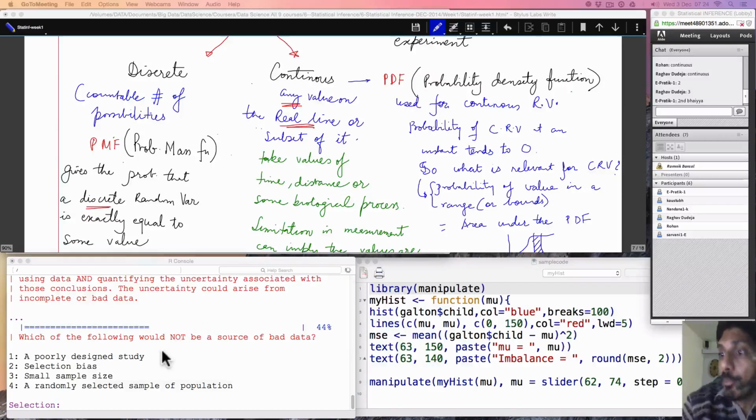Look at poorly designed study. I guess you are all in sync. You're saying that poorly designed study is a source of bad data, right? Right. So second is selection bias. We are clear that if there is a selection bias, there it will be bad data, right? So either data can be bad or incomplete or both, right? So now if there is selection bias, clearly there is bad data. Then we're saying small sample size.